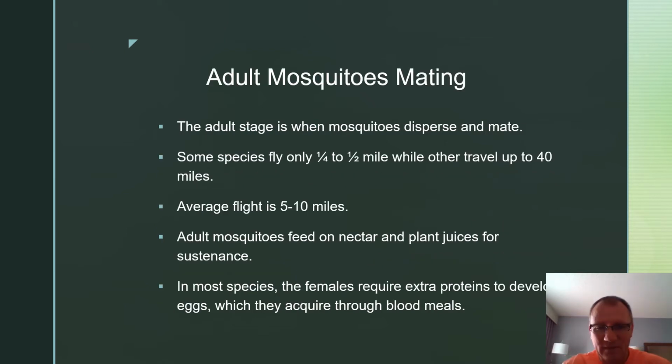Let's look at adult mosquitoes mating. The adult stage is when most mosquitoes disperse and mate. Some species fly only 1/4 to 1/2 mile, while others travel up to 40 miles. The average flight is 5 to 10 miles for adult mosquitoes. Adult mosquitoes feed on nectar and plant juices for sustenance. In most species, the females require extra protein to develop eggs, which they acquire through blood meals.